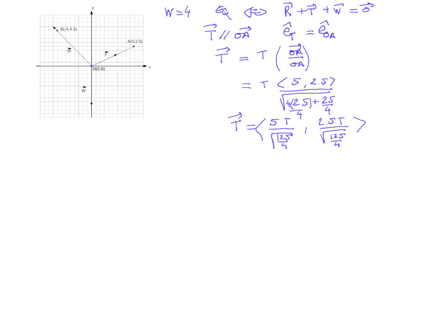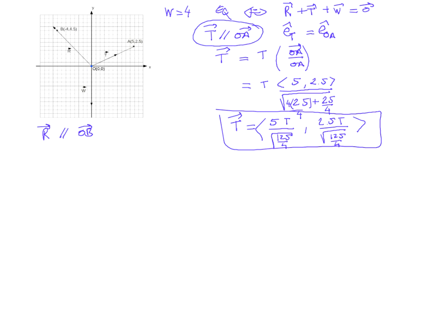Bang! We have expressed T in component notation. We're ready to add it up with whatever other vector or forces we're dealing with. Let's do the same thing with R. R obviously is parallel to OB. Okay, so that's again the big first step that we need to pay attention to.